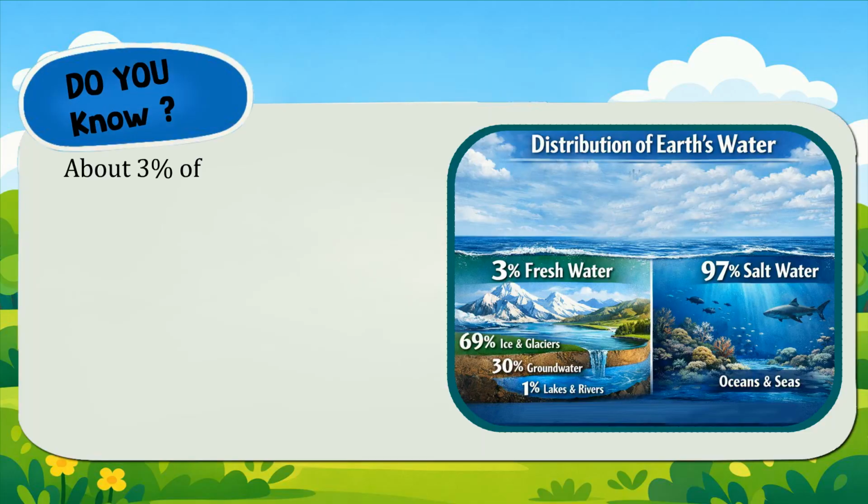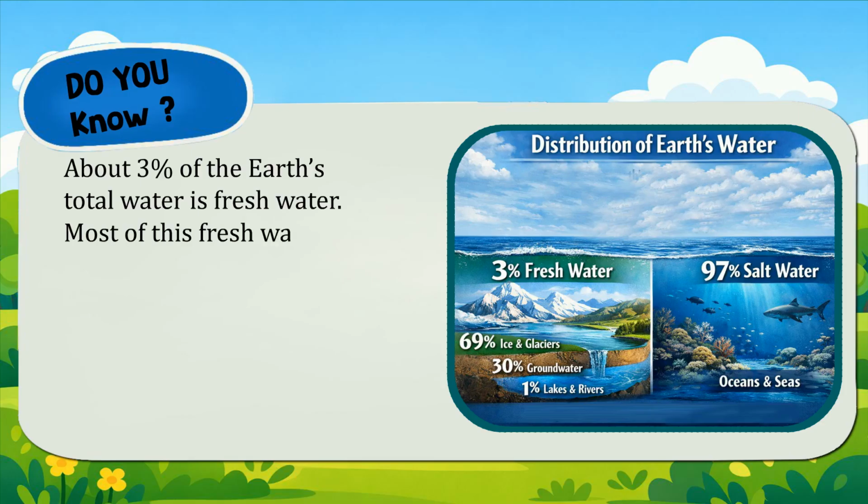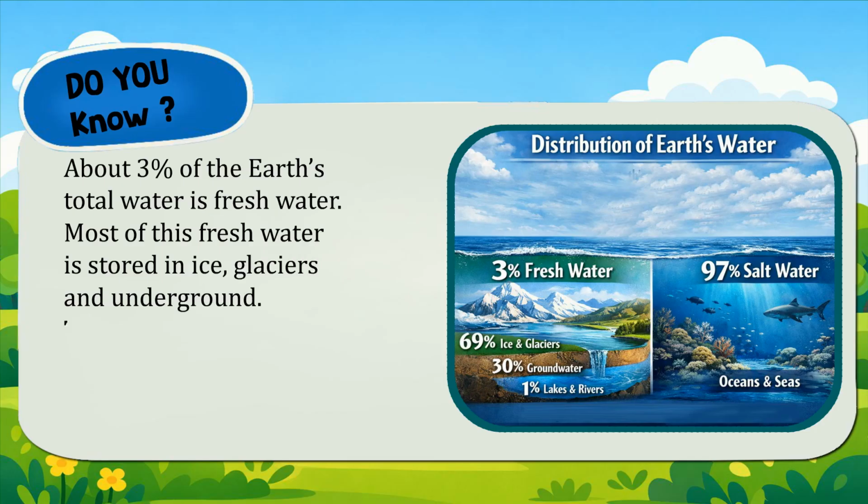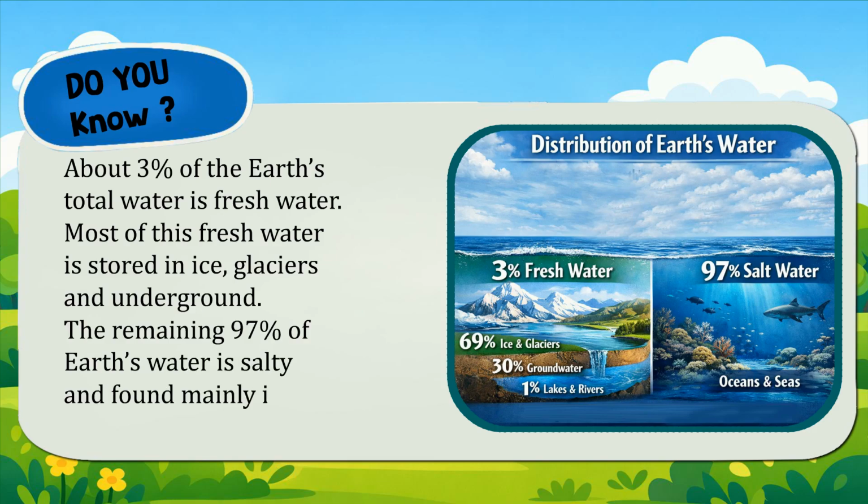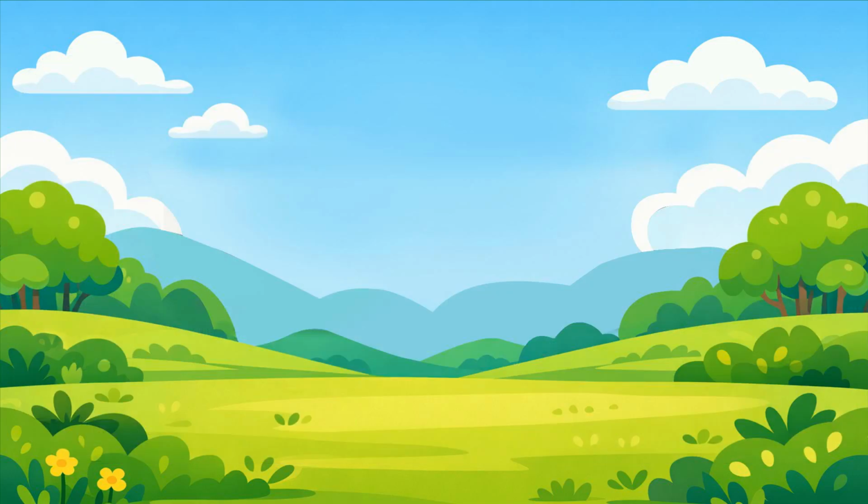Do you know? About 3% of the Earth's total water is fresh water. Most of this fresh water is stored in ice, glaciers, and underground. The remaining 97% of Earth's water is salty and found mainly in oceans and seas.